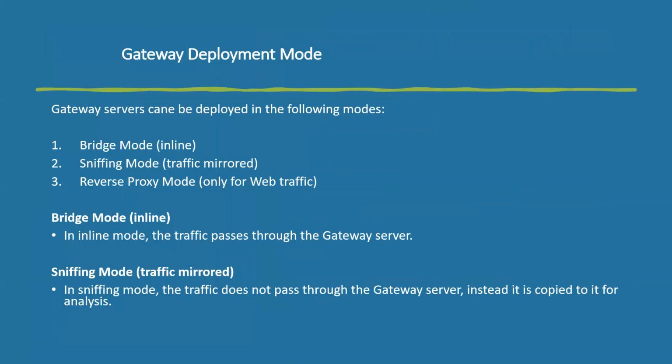The gateway deployment modes. The Imperva gateway servers can be deployed in the following modes: bridge mode, sniffing mode, and reverse proxy mode. The bridge mode is also known as inline mode. In inline mode, the traffic passes through the gateway server, whereas in sniffing mode, the traffic does not pass through the gateway server. Instead, the traffic is copied for analysis. Reverse proxy mode is only for WAF.